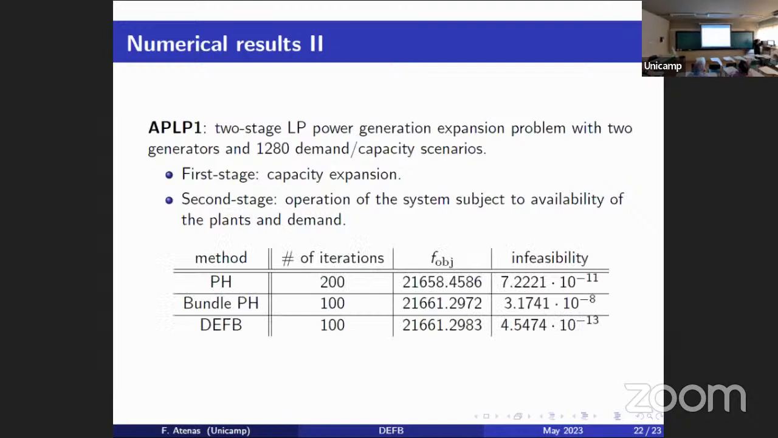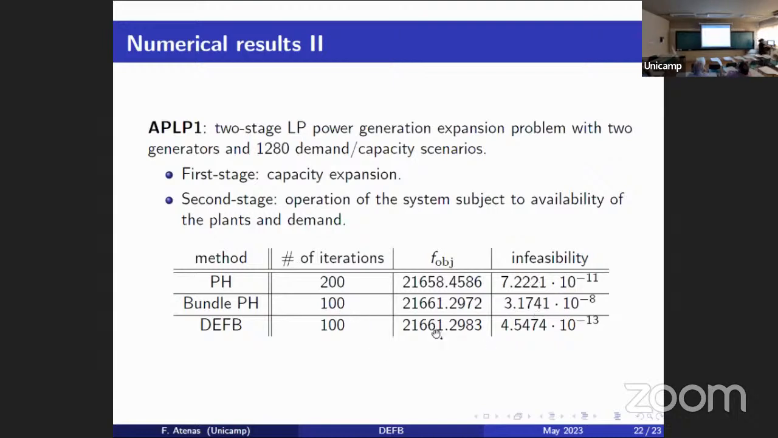So here I'll show a comparison with our method in the third line, the dual embedded forward-backward method. We compare it with the original progressive hedging and a bundle-like progressive hedging algorithm. As I mentioned before, for bundle, but also for our approach, we need to solve an extra minimization problem to define epsilon. That's why we compare here with half the number of iterations, because we would, in principle, be making double the effort.